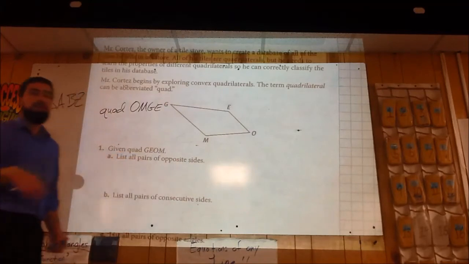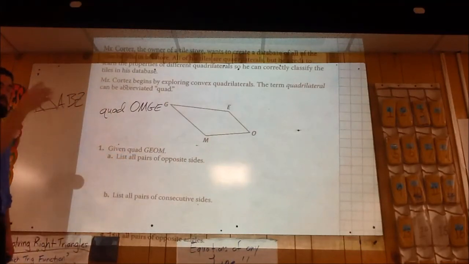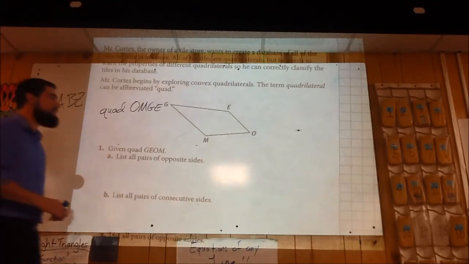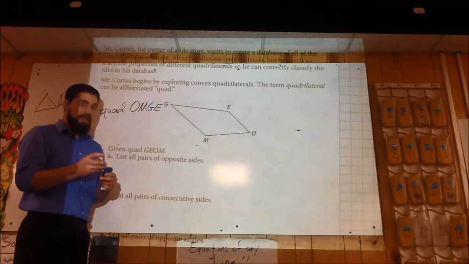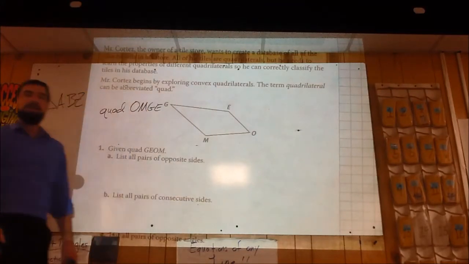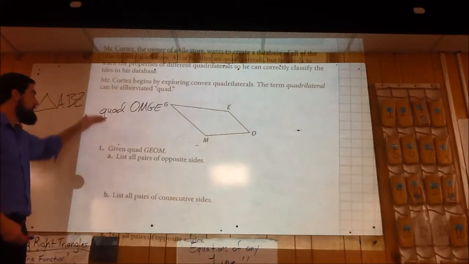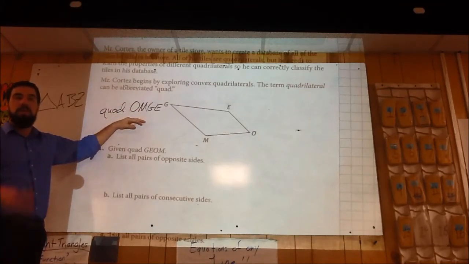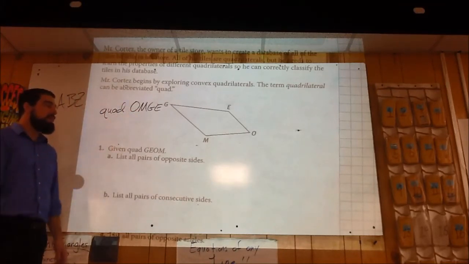I'm not too picky about whether you name it clockwise or counterclockwise. I'll know what you're talking about. The one thing I don't want you to do is just pick random vertices and say, oh, this is quadrilateral OGEM. It just wouldn't make sense. But this abbreviation is totally okay. Start at one of the vertices, it doesn't matter which one, and then list the vertices consecutively.